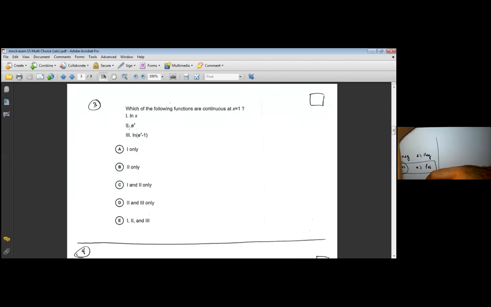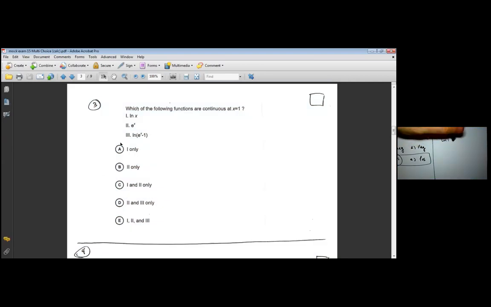Remember, it's a calculator question. I'm pretty sure we can rule out this one because if I plug in 1, it's going to be natural log of 0, and you can't do natural log of 0. Natural log of 1 is good, but natural log of 0 doesn't work. So number 3 is gone.